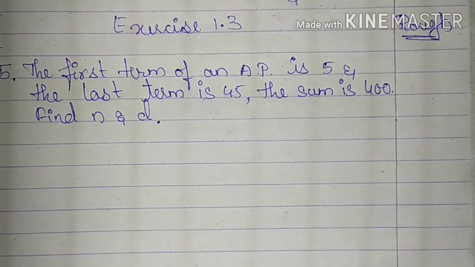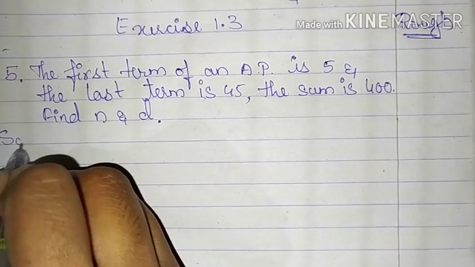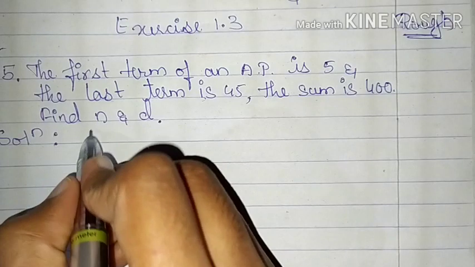In the fifth question, the first term of an AP is 5 and the last term is 45. The sum is 400. Find n and d. Here they have told us that the first term is 5, that is a is equal to 5, and the last term is 45, that is an is equal to 45. The sum is 400, that means Sn is 400. Our job is to find the values of n, that is the number of terms, and d, the common difference of the arithmetic progression. So solution, first let us write down what is given.